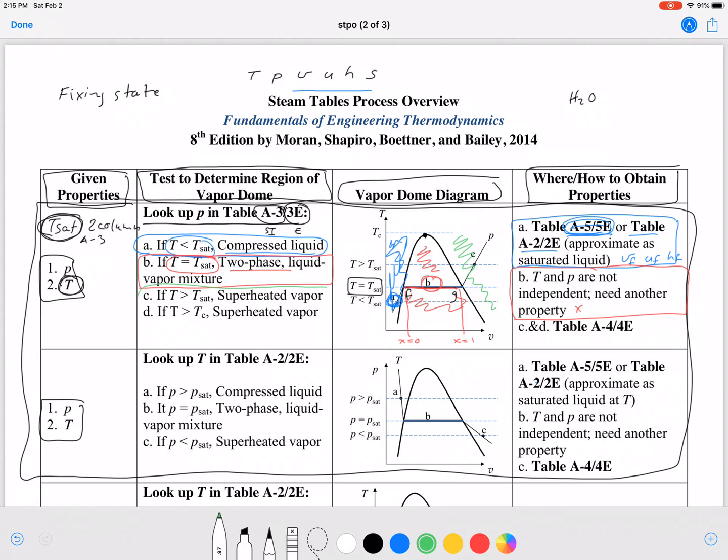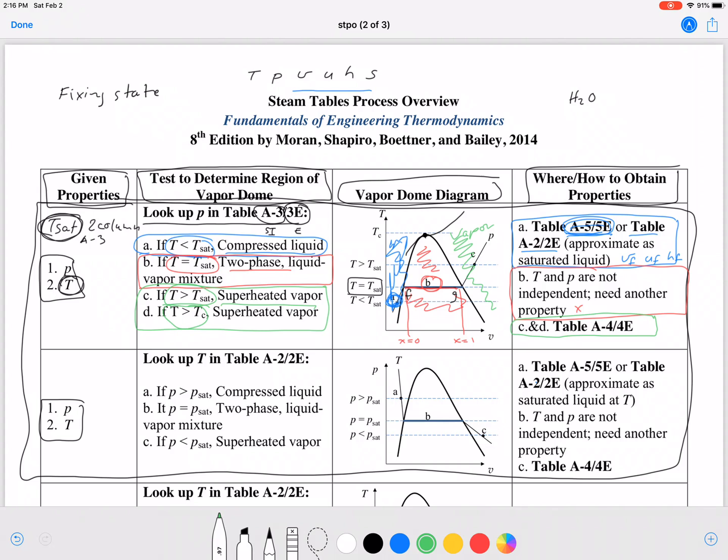Then if our temperature is greater than the saturated temperature, then we're in a superheated vapor. Or likewise, if we're greater than even the critical temperature up here, then we are still in a vapor over here, in a vapor area. And then if we're in a vapor, then we go to table A4 and A4E to look up the rest of our values and find the properties that we don't have yet.